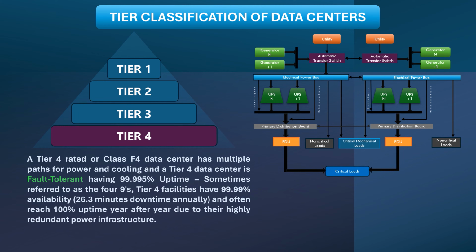Tier 4. A Tier 4 rated or Class F4 data center has multiple paths for power and cooling, and a Tier 4 data center is fault tolerant, having 99.995% uptime. Sometimes referred to as the four nines, Tier 4 facilities have 99.99% availability, 26.3 minutes downtime annually, and often reach 100% uptime year after year due to their highly redundant power infrastructure.